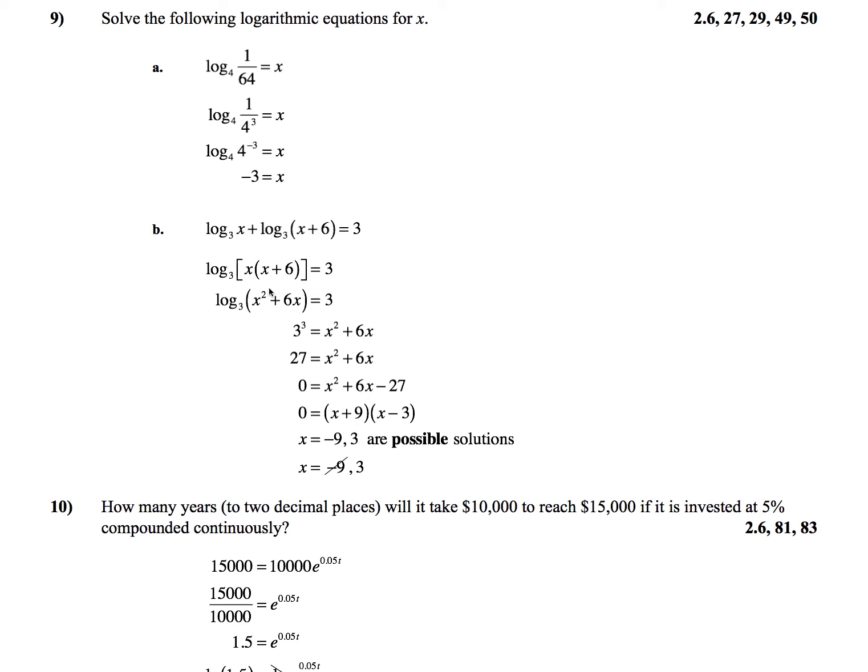Well, if we put log base 3 of 3 here, we know that's 1, and 3 plus 6 is 9, and log base 3 of 9 gives us 2, and 1 plus 2 is 3, so that solution works. But when we put negative 9 here, we see immediately we will be taking the logarithm of a negative number, and that we cannot do. So this solution is what is called extraneous and is not a valid solution. So our only solution is x equals 3.